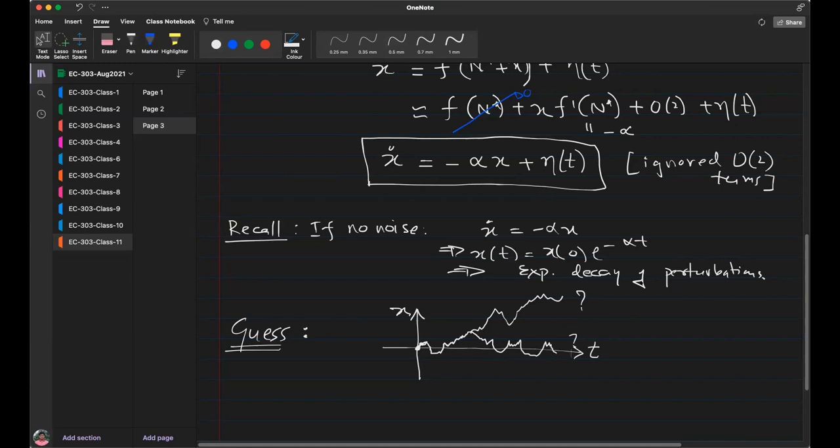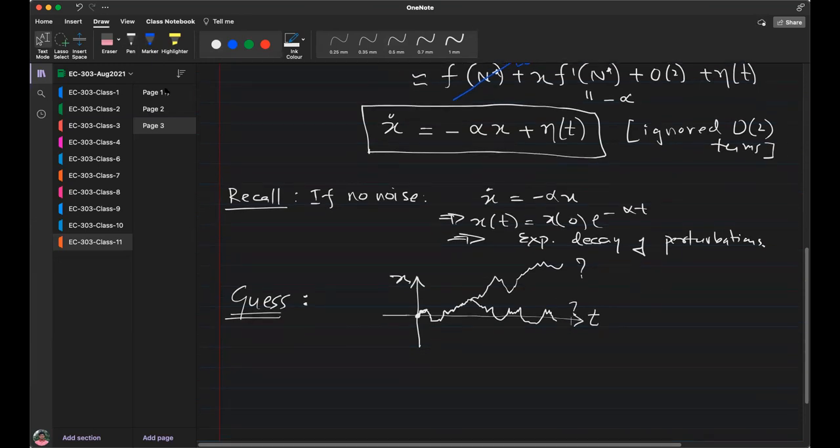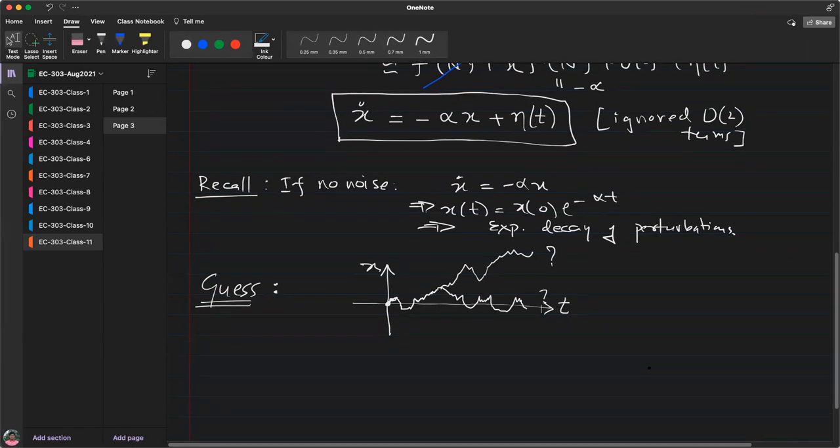Is the question clear? Of the two, Arshad says, or I don't know who said, that it actually will fluctuate around the equilibrium. Is that what most of you think will happen?